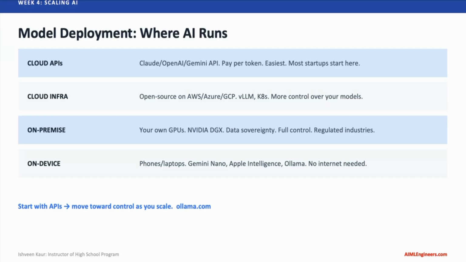Option 4 is on-device. The model will run on a phone or a laptop, and it doesn't need internet to work, it doesn't need a server, it doesn't need API calls. For example, Apple Intelligence, if you have an iPhone, Apple Intelligence runs on-device. And you don't need internet to power this.